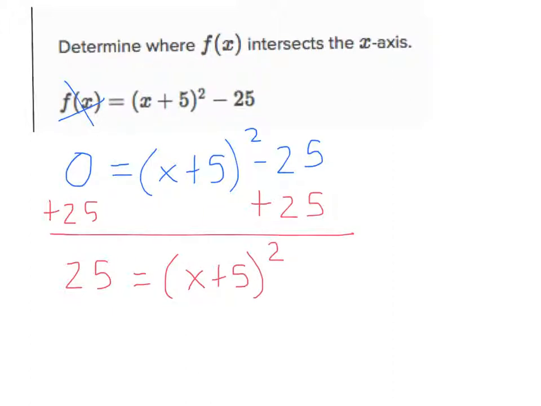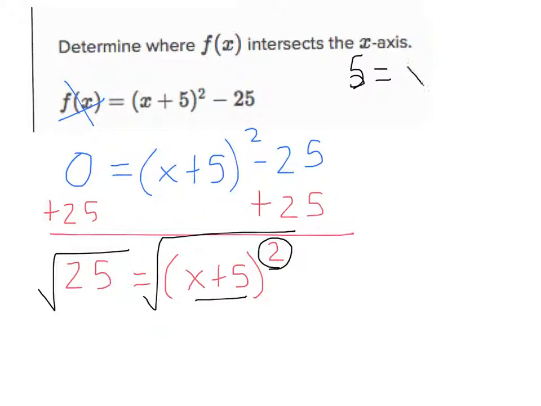All right. Now, how do I get rid of the squared? I square root both sides, right? And so what I have here is the square root of 25 is 5, and it's also negative 5. So I have 5 equals x plus 5. And why did the squared and the square root go away? Because they're opposite, and so all that's left is x plus 5. And the square root of 25 is also negative 5, so negative 5 equals x plus 5.